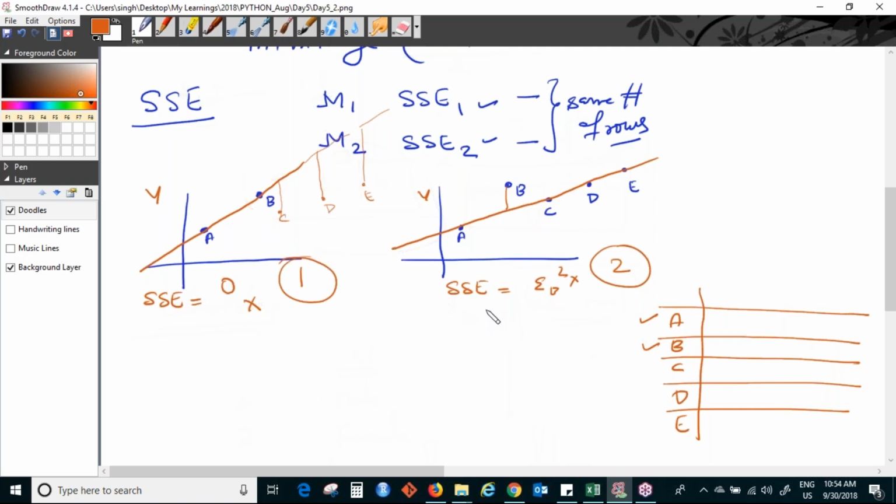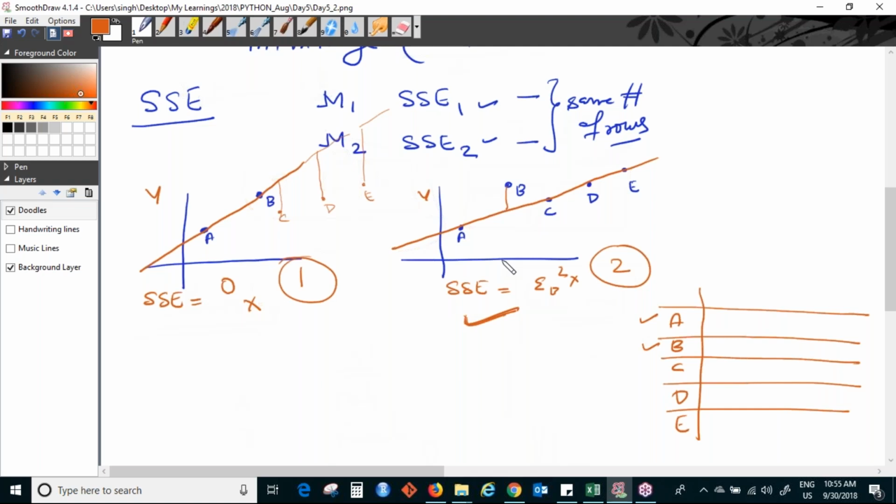So what does it mean? This means that this SSE is better, right? So the second model is actually better than the first model. But why did we get a lesser error for the first model? Because we took less number of points. That is why we got a smaller value of sum of squared error.